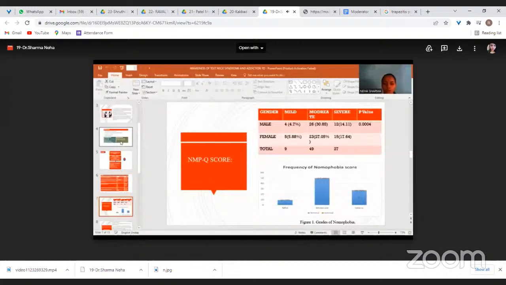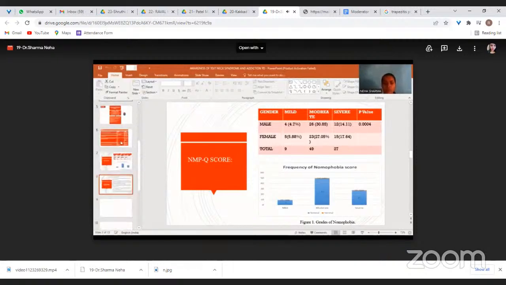Nomophobia questionnaire score, the grade of nomophobia in male and female, p value significant at 0.004, and frequency of nomophobia score: 10.58% have a mild level of nomophobia, 57.64% have a moderate level of nomophobia, 31.76% have severe nomophobia.